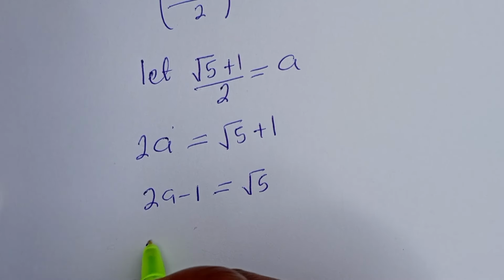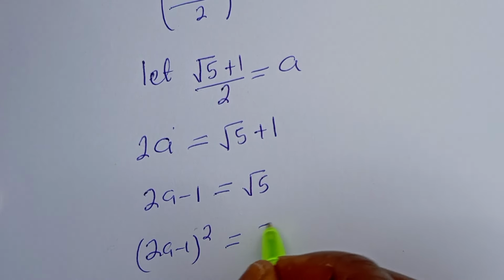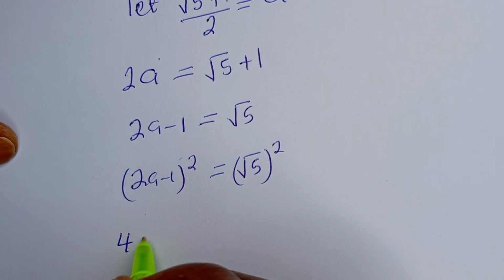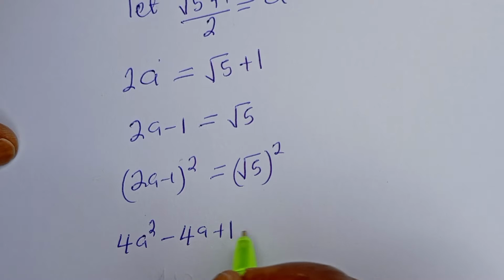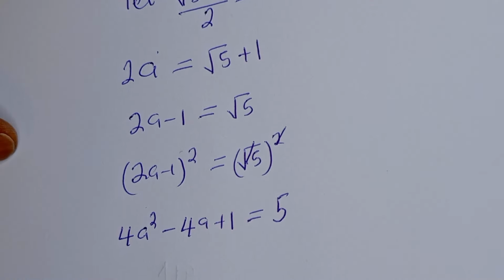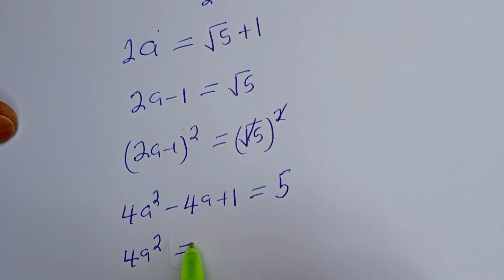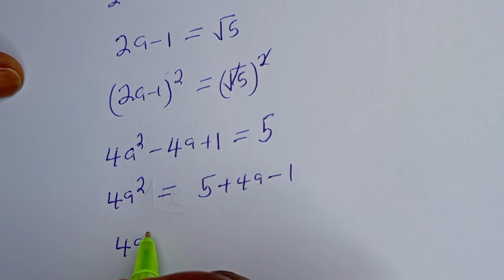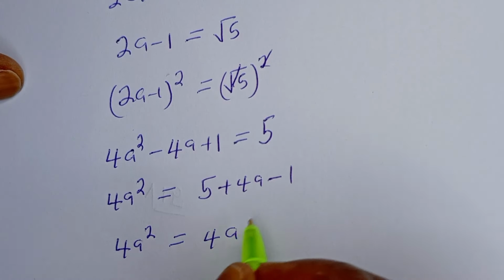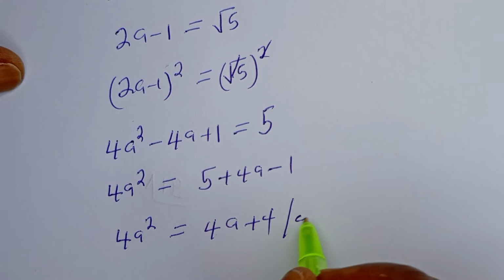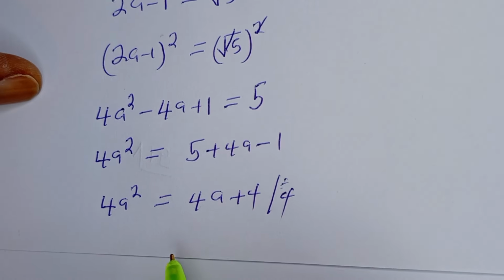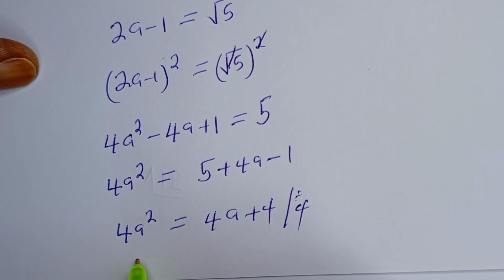Now let's square both sides of this equation. 2a minus 1 all square is equal to square root of 5 all square. Then this is 4a square minus 4a plus 1 is equal to, this will cancel this, 5. And we have 4a square is equal to 5 plus 4a minus 1. Then 4a square is equal to 4a plus 4. Then if you divide all through by 4, then we have a square is equal to a plus 1.